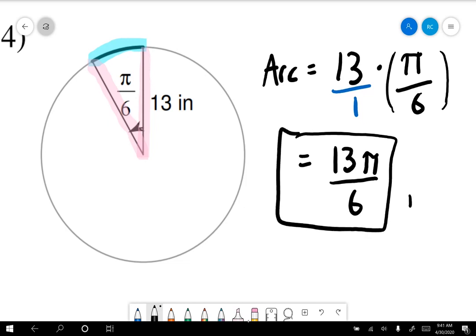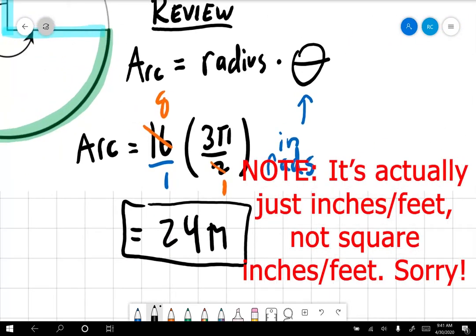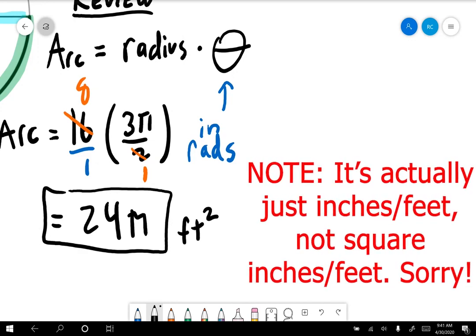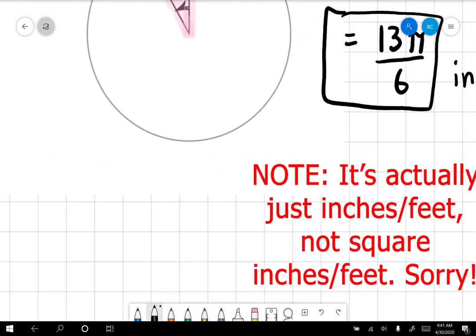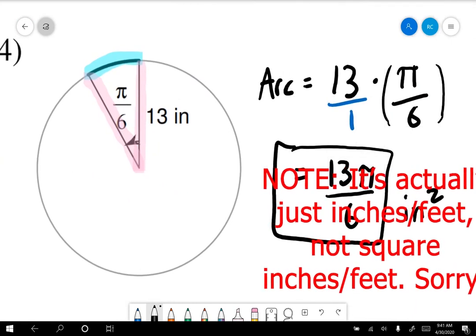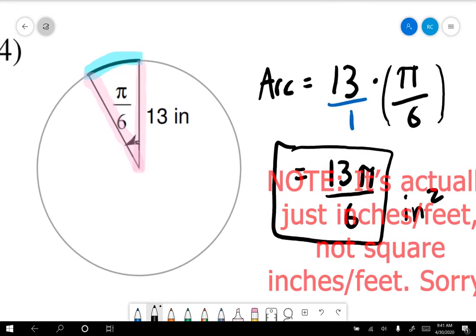Oh, units. Square inches. Let's go back to the first one. 24 pi square feet. Can't forget those units. They're important. Okay, let's move on.